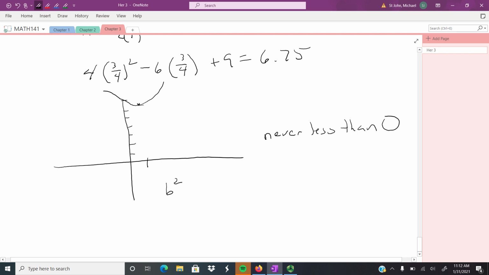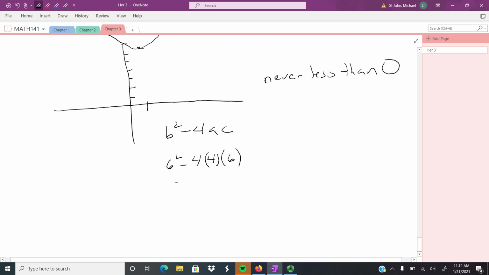Okay? And we can also figure this out by using what we had up on the previous page, was b squared minus 4ac. And if I plug in my numbers here, we got 6 squared minus 4 times 4 times 6. And if we do this out, this is 36 minus 48, which is negative 12. And there are no x-intercepts. Right? All right. And that will conclude this video.